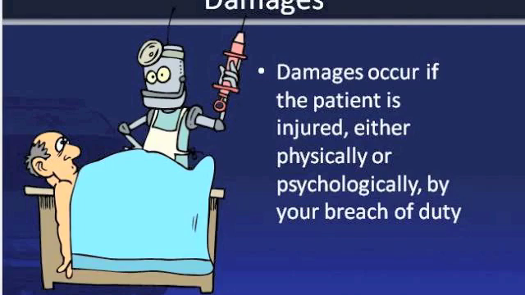Damages. Damages occur if the patient is injured either physically or psychologically by your breach of duty. For example, the phlebitis, which is inflammation of the veins, came from your IV access, which was outside of your scope. So you breached that duty and you caused damages.